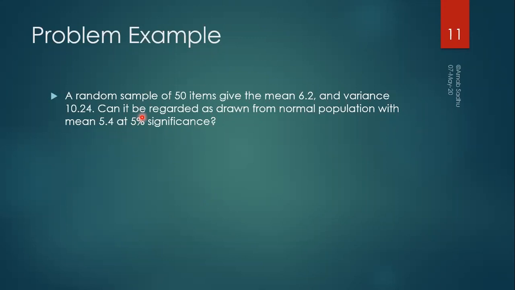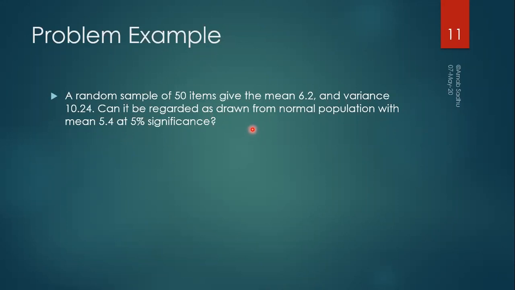The example says that a random sample of 50 items gives the mean 6.2. Now we can relate to the example that we had taken earlier of the mean blood sugar level of India. So you have selected a sample, and from that sample you can easily estimate the mean, which is 6.2. And you can also find the variance from your sample, that is 10.24. Can it be regarded as drawn from a normal population with mean 5.4 at 5% significance?